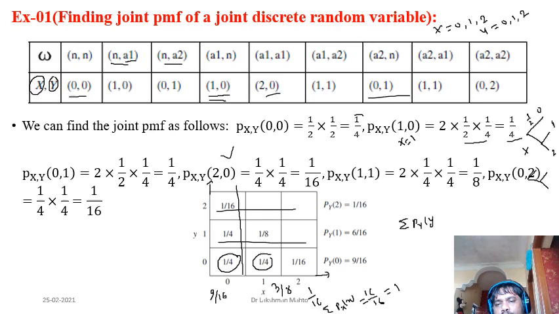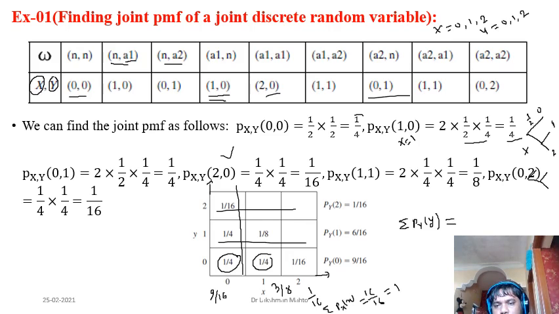So we can say that if you are having a joint PMF, here it is a very tedious task to calculate it. Here the number of outcomes happens to be very small, so that's why we could calculate the joint probability mass function. But in general, if the sample space happens to be very large, even in case of discrete, things are very complicated, and we will choose another criteria.